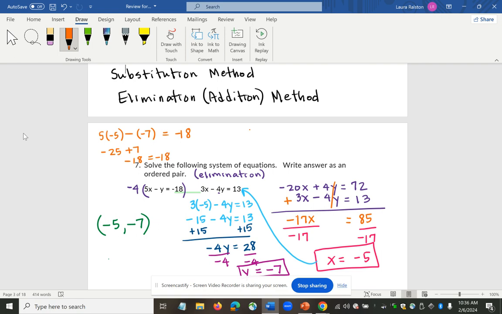Then I check the second one. 3 times negative 5 minus 4 times negative 7 should be positive 13. So I have negative 15 plus 28 equals 13. Negative 15 plus 28 does equal 13. So I have verified, by taking just a quick minute to substitute back into the original equations, that my answer is correct.